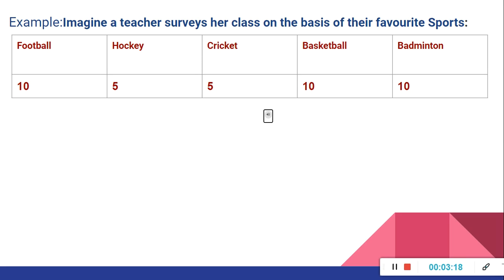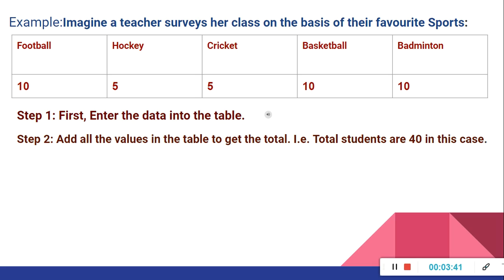Okay. So the first step is to enter the data into the table. Whatever we have written in the question, the same way. Means in the first column you can write the favorite sports and below, the number of children who liked the sports: football 10, hockey 5, cricket 5, basketball 10 and badminton 10. And the second step is to add all the values in the table to get the total. That is, total students are 40 in this case. Isn't it? 10 plus 5 plus 5 plus 10 plus 10 is equal to 40.